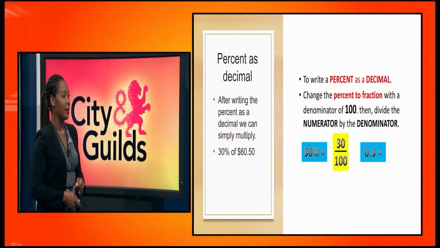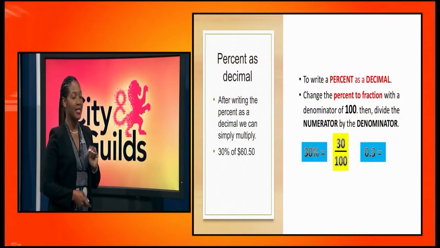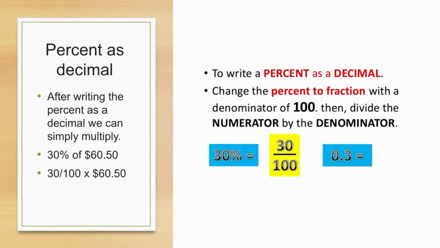So let us look at an example. 30% of $60.50. Remember, we're changing the 30 hundredths to a decimal, which would be 0.3 or 3/10. You multiply 0.3 by $60.50, giving you $18.15. So $18.15 is actually 30% of $60.50.